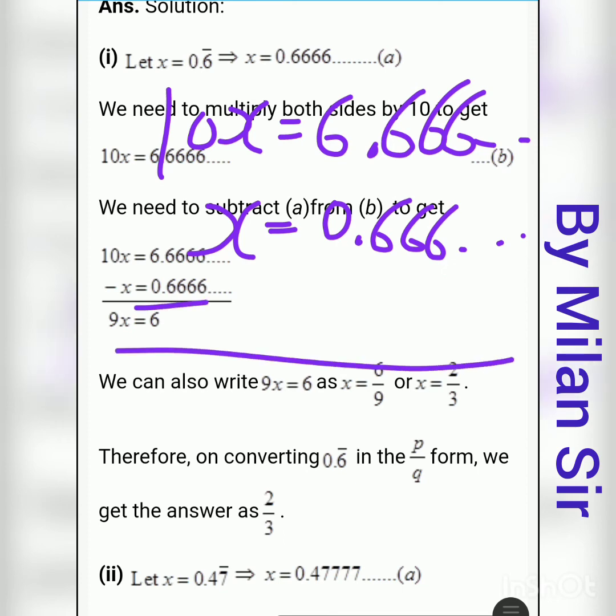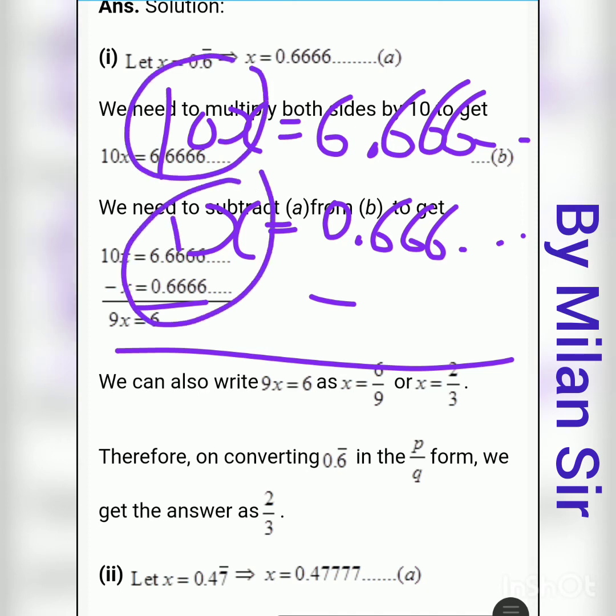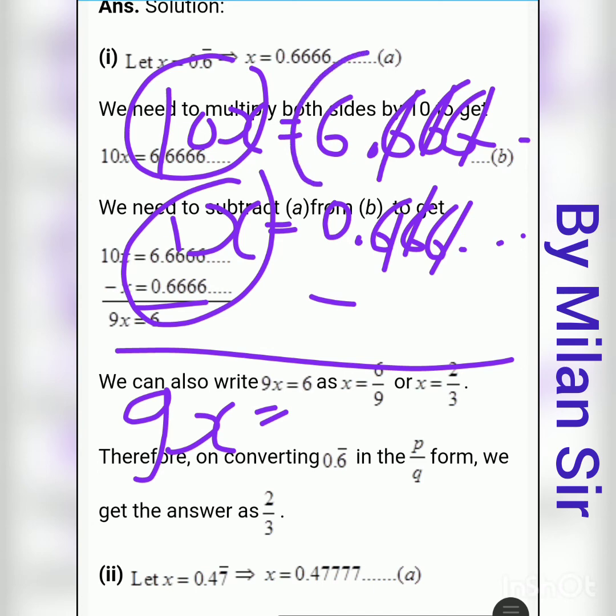So here is the subtraction sign. Now on the left-hand side, 10x minus x, here nothing is written, it means 1x. So 10x minus 1x is 9x. And here this 6 cuts, here 6 cuts, here 6 cuts. So all these 6s after the decimal point cut. So what is left? 6 minus 0, it's 6 only. So 9x is equal to 6.